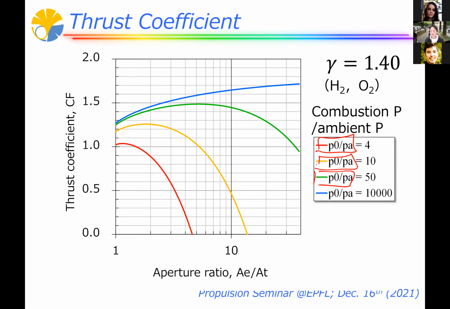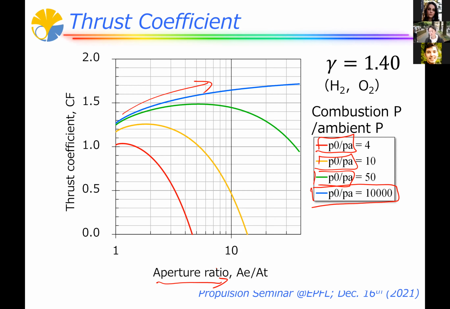So pressure ratio, this pressure ratio is the combustion chamber pressure divided by ambient pressure. In the case of a large ratio, in this case 10,000, this blue line, basically if you increase the aperture ratio, this CF is increasing. This is the case of in-space usage. In space, ambient is basically vacuum, so this ratio becomes almost infinite. So this is a vacuum case.